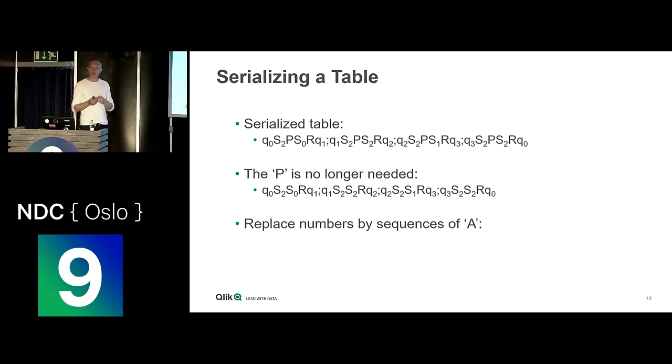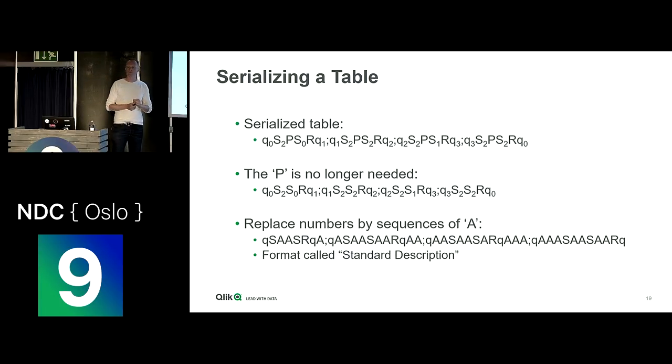And then finally, what it does is that it takes all these indexes. So we have 0, 2, 1, and so on in this. And instead of having that index, we will just replace those indexes with a sequence of A's as a number. So number 0 will be replaced by 0 A's, number 3 will be replaced by 3 A's. And if we do that, then this sequence could be written like this. And this format is what he calls the standard description. This is a standard description of all those tables that he can show it is possible to build.